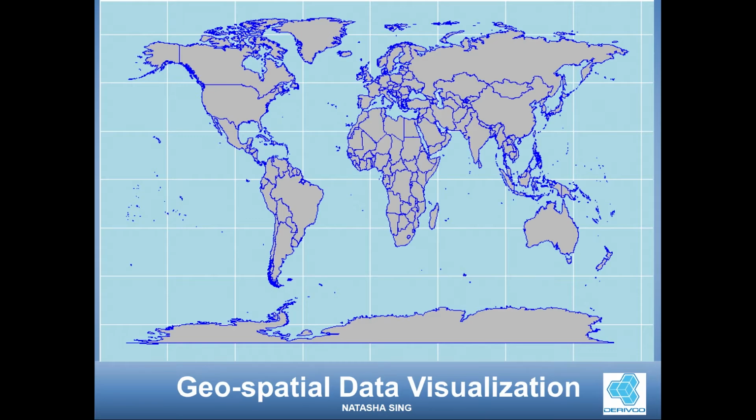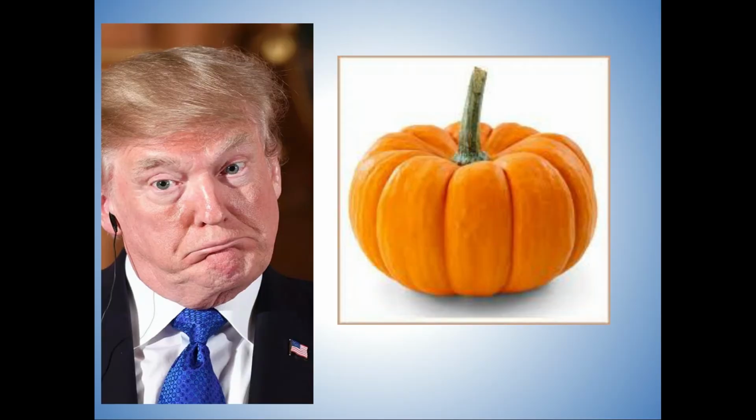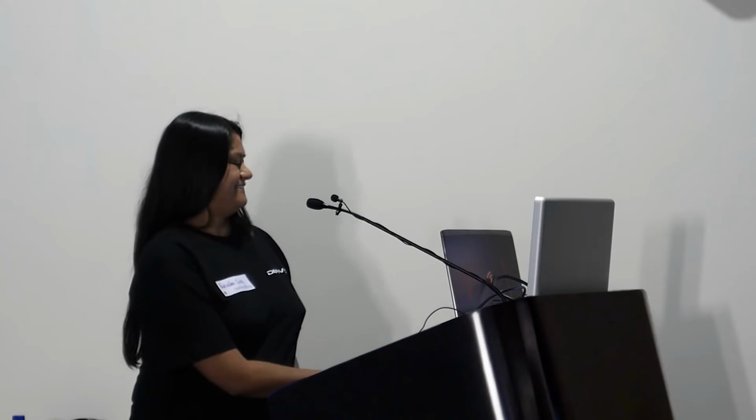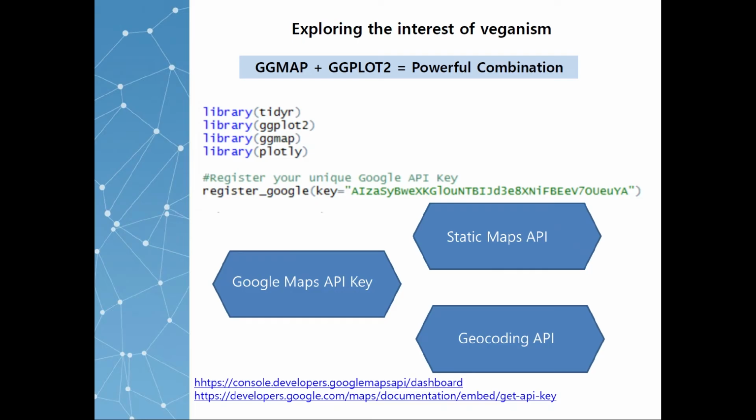This really cool map, I built it using RStudio. Does anyone know the difference between Trump and a pumpkin? We will use ggmap and ggplot to explore whether a difference does exist or not. Today we also explore the interest in veganism, and we will be creating our own maps in R.